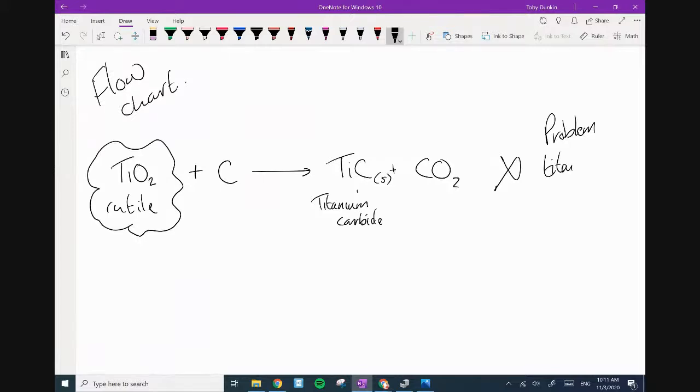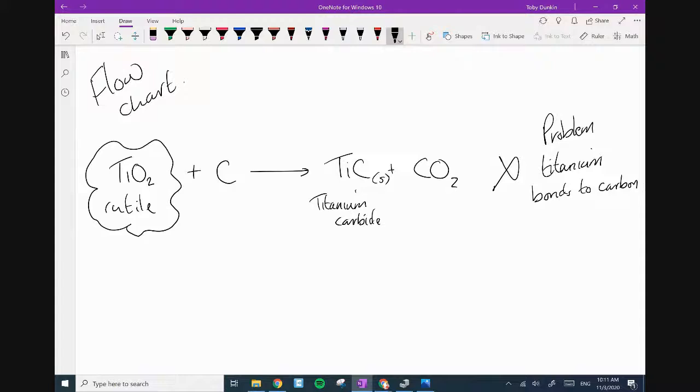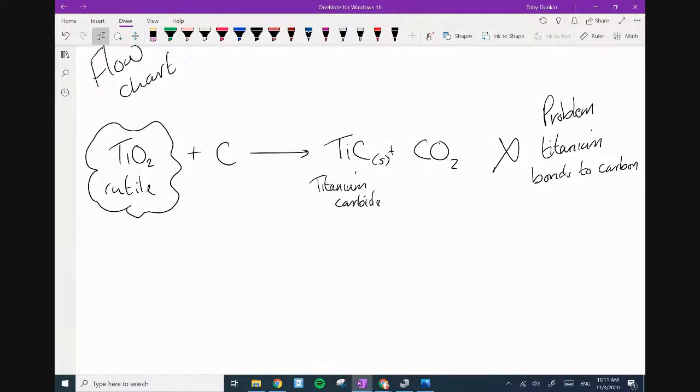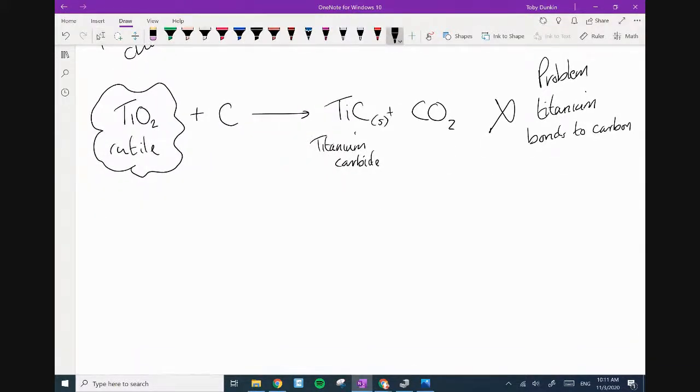Titanium bonds to carbon. Problem. Sadly. Right, so we can't do that. So what we now need to do is a different process. We take titanium oxide, rutile, and we react it with chlorine gas, nasty chlorine gas: solid titanium oxide, chlorine gas, and a small amount of carbon.